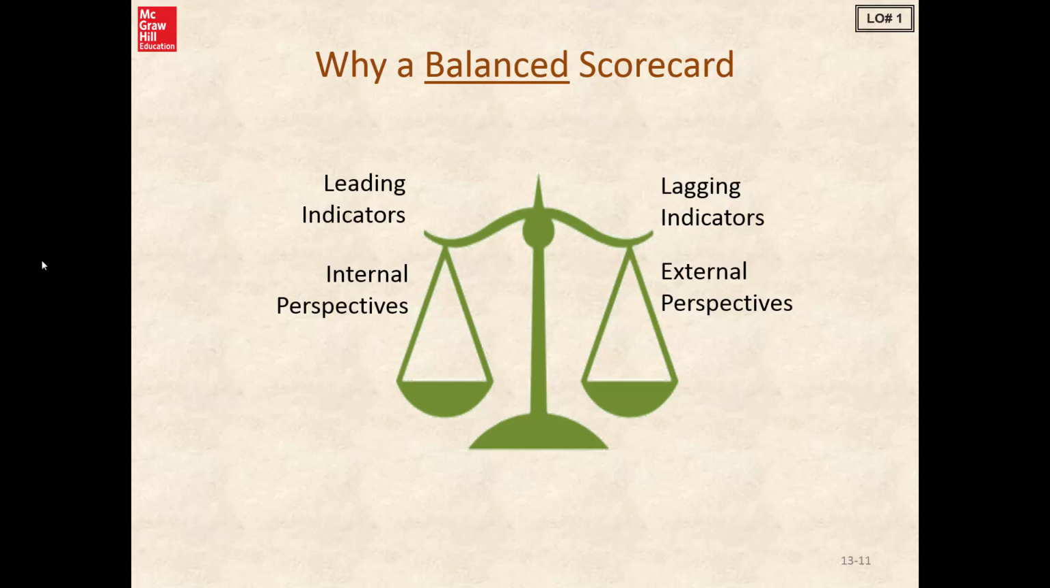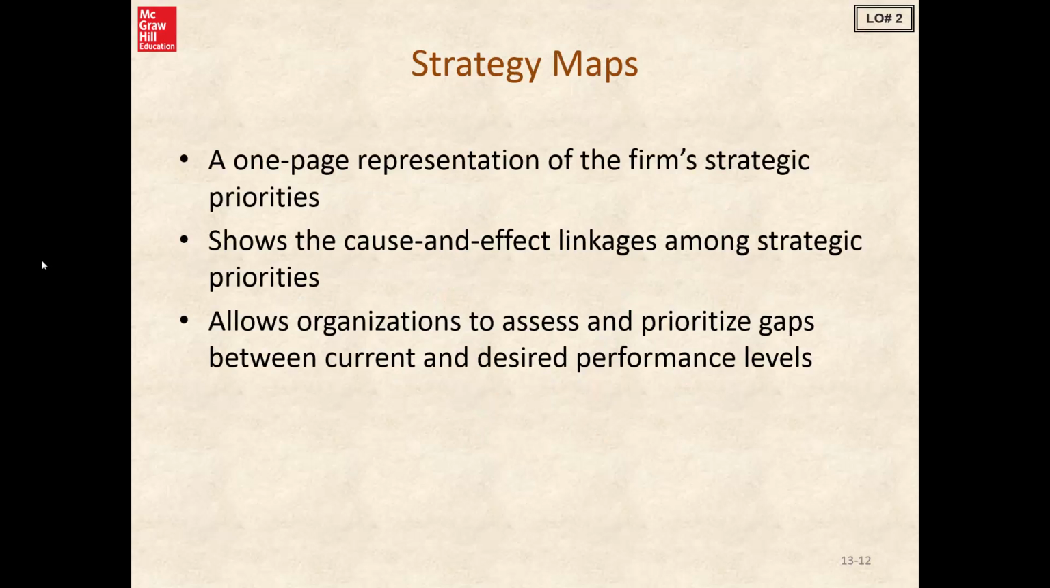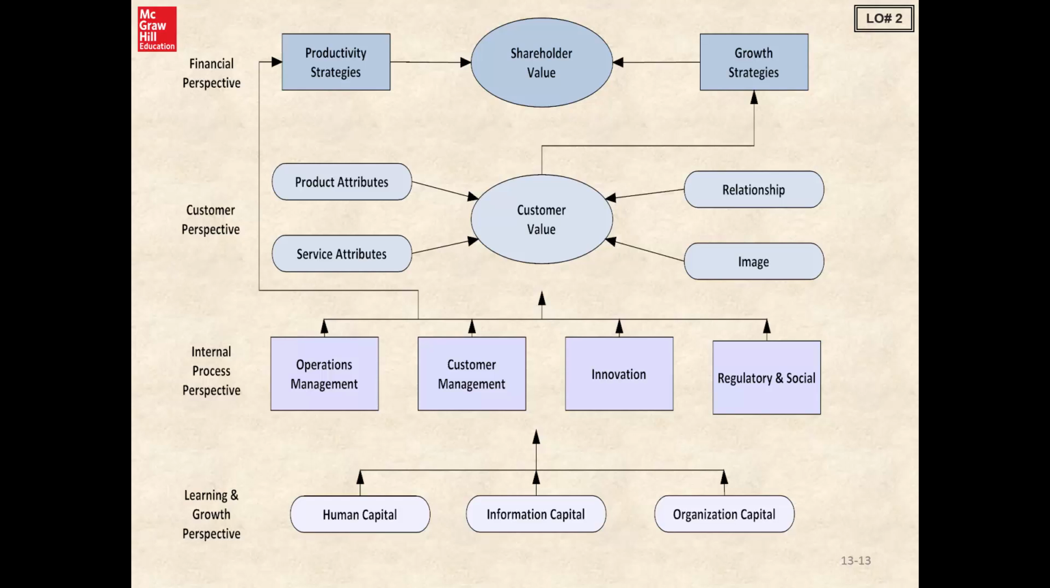Why a balanced scorecard? Well, we have both leading and lagging indicators. We have internal and external perspectives. That's what makes it balanced. So strategy maps: a one-page representation of the firm's strategic priorities defines a strategy map. It shows the cause and effect linkages among strategic priorities, and it allows organizations to assess and prioritize gaps between current and desired performance levels.